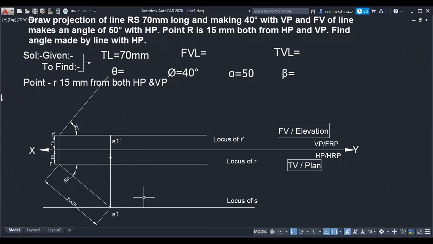Then, true length we have taken straight. Now what to do? Rotate. We have to rotate, which means we have to take R dash as the center and draw a curve, taking R dash F1 dash as the radius. It is simply a rotation.